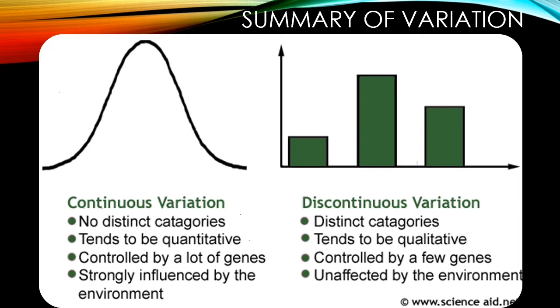So things such as how tall a flower grows depends upon things such as how much we water it, what the temperature is, how much light it's getting. All of these influence the height of that plant. Discontinuous variation, though, has distinct categories and tends to be qualitative. Basically it means you either have it or you don't have it. It's controlled by a few genes, and it's normally not that affected by the environment.